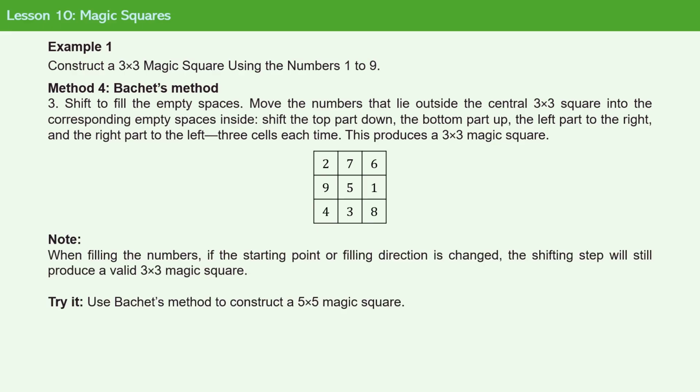When filling the numbers, if the starting point or filling direction is changed, the shifting step will still produce a valid 3x3 magic square. Try it. Use Bachet's method to construct a 5x5 magic square.